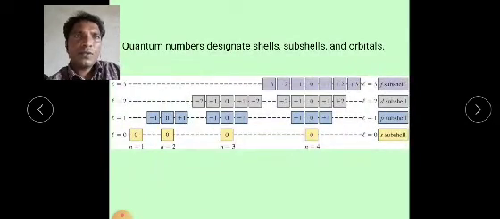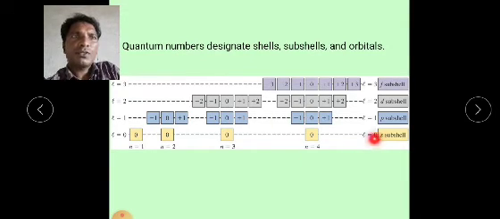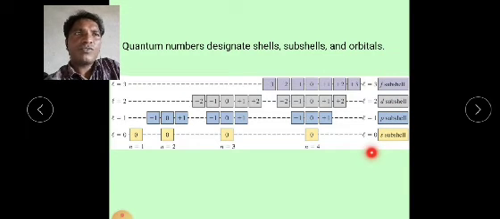So now see, this is the diagram which describes shells, subshells and orbitals. So see, this is the s subshell, p, d, f. So that is 0, 1, 2 and 3. So all this diagram describes the shells, subshells and the orbitals.